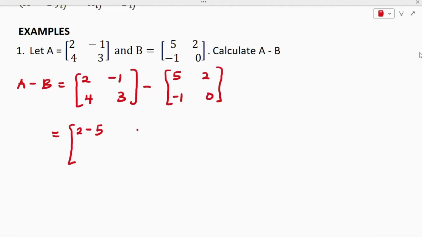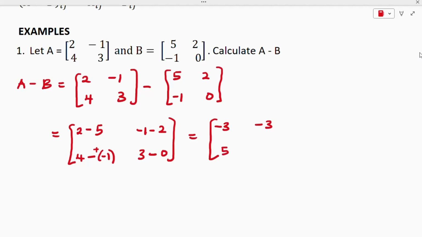Then we come to the next one. This becomes minus 1 minus 2. Right here we have 4 minus, and right here is negative 1, so minus 1. And right here we have 3 minus 0. So 2 minus 5 is going to give us minus 3. Minus 1 minus 2 is going to give us minus 3. 4 minus minus 1, we have that minus multiplied by minus gives plus, so 4 plus 1 is going to give us 5. And 3 minus 0 is going to give us 3. So this becomes the value of A minus B. Super easy to solve subtraction and addition of matrices.